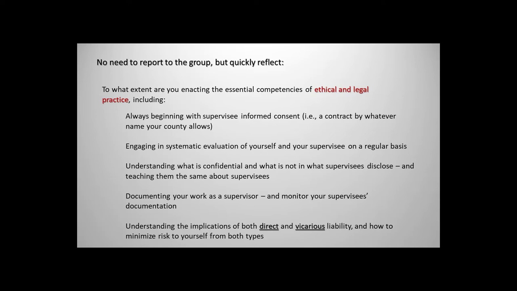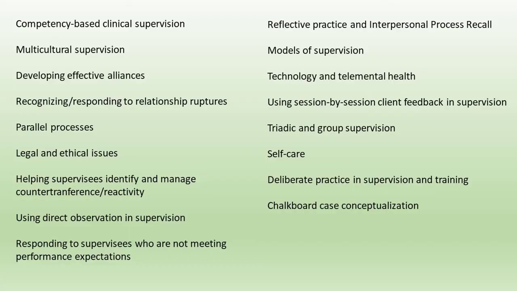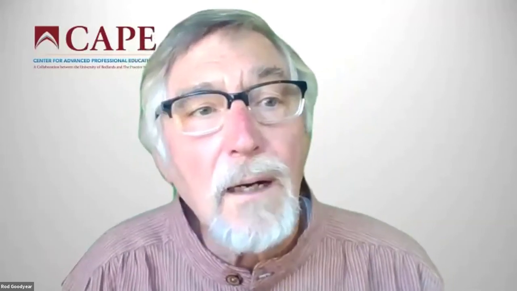Also talked about countertransference and reactivity. So the assumption is that in all of our relationships, there's some degree of these kinds of phenomena, that we don't see the other person exactly as they are, that there's always some coloring of our perceptions based on our life experiences. And to the extent that those interfere with our work with our clients and with our supervisees, that's something that we need to help negotiate.